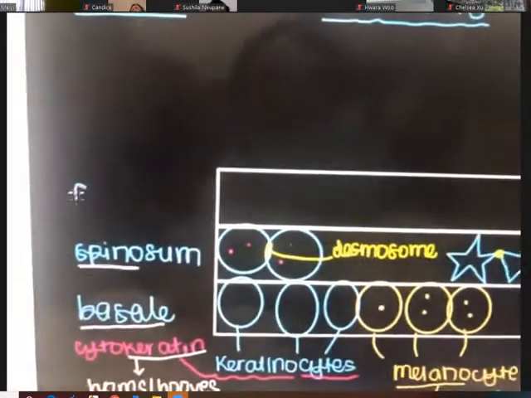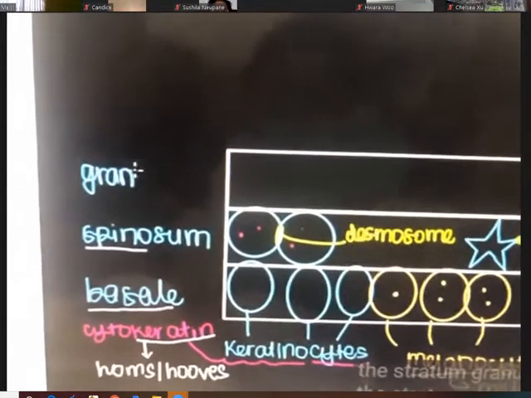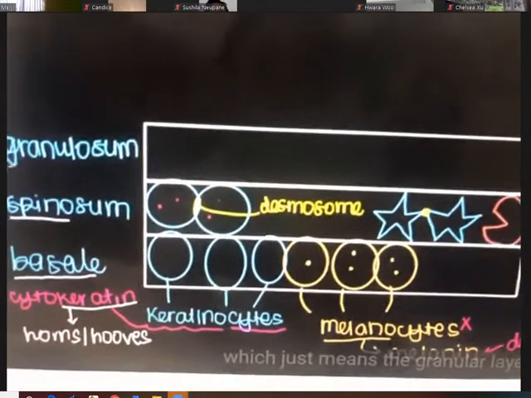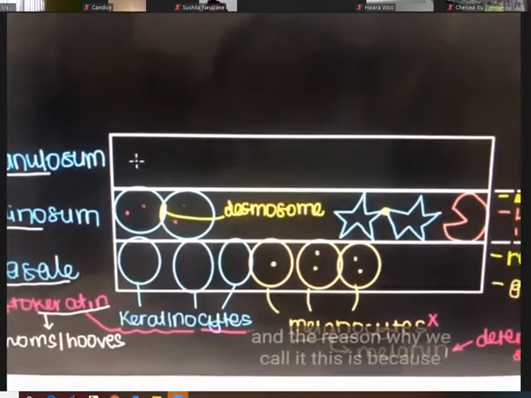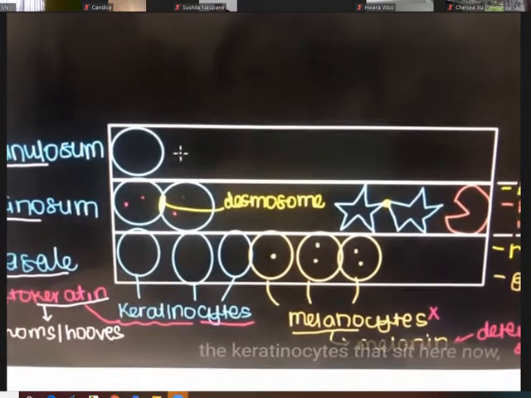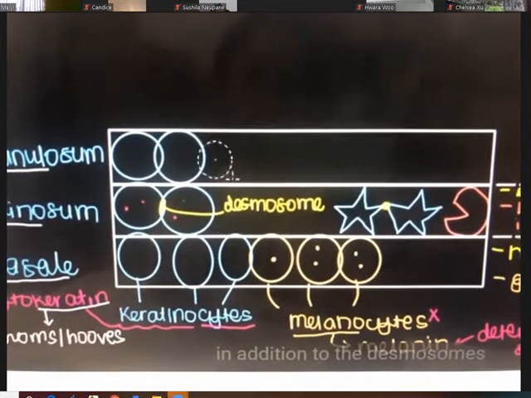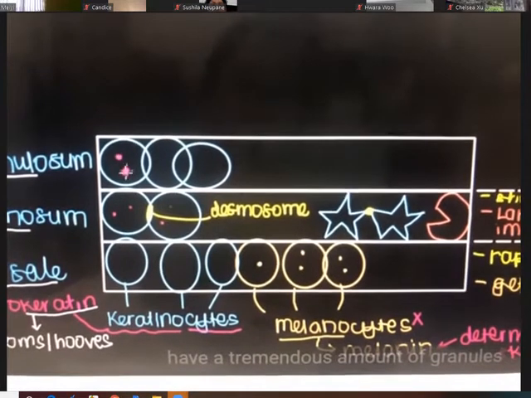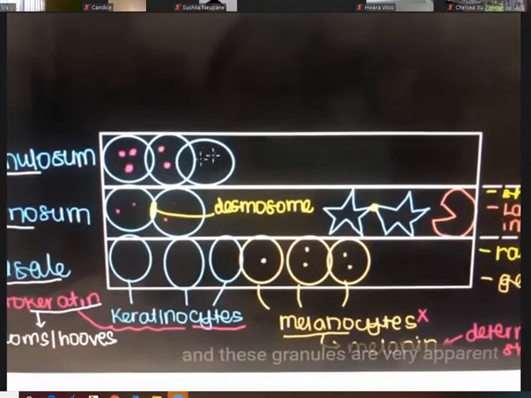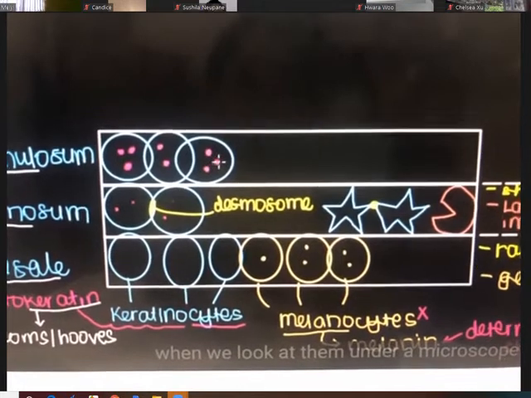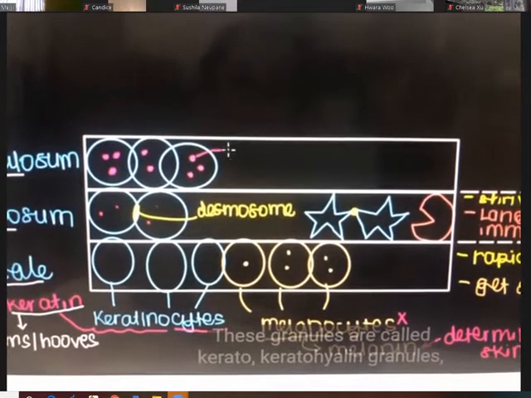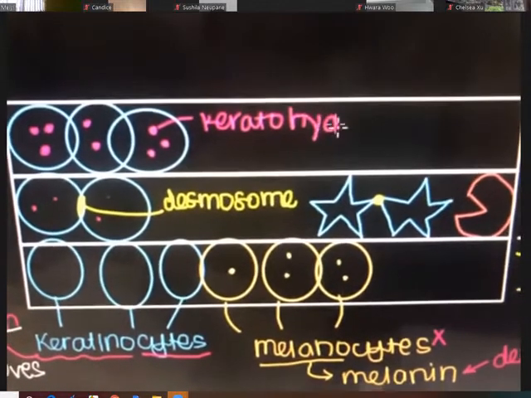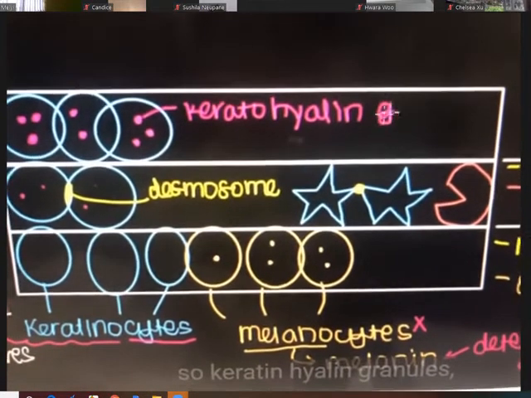This more superficial layer is called the stratum granulosum, which just means the granular layer. And the reason why we call it this is because the keratinocytes that sit here, now in addition to the desmosomes that we talked about from the spiny layer, have a tremendous amount of granules that are being produced here. And these granules are very apparent when we look at them under a microscope. These granules are called keratohyalin granules. So keratin hyalin granules.